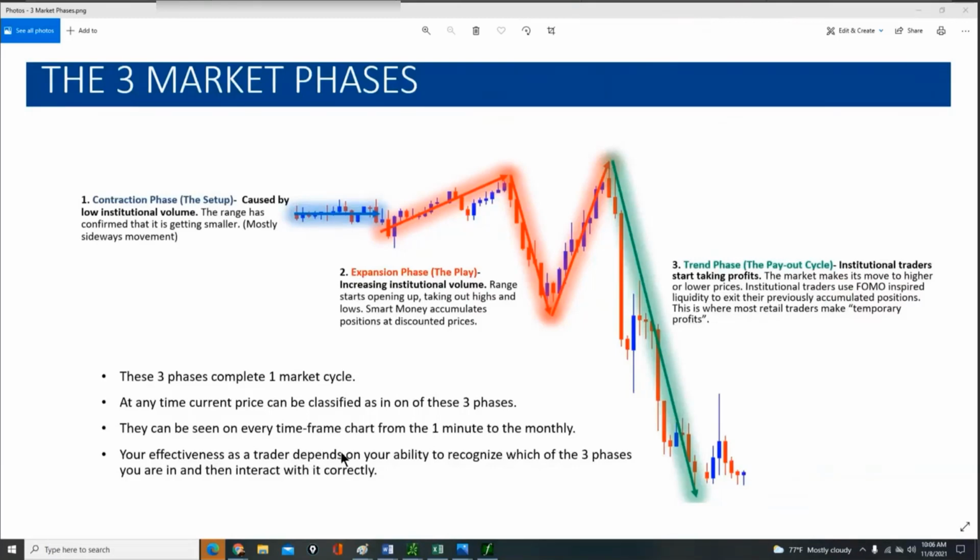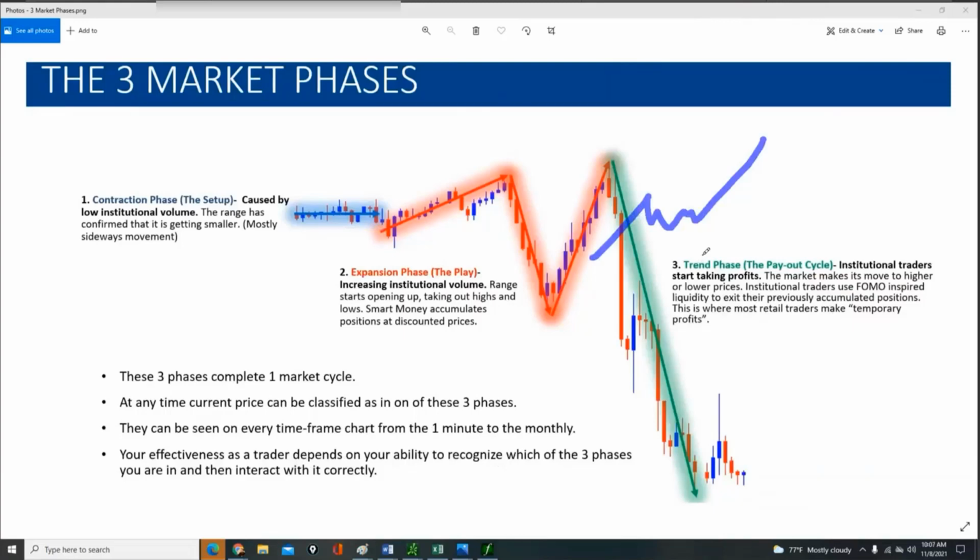Your effectiveness as a trader depends on your ability to recognize which of the three phases you're in and then interact appropriately. Well, when we're in a squeeze, we know we're in phase one. When it leaves the squeeze, we know we're automatically in the expansion phase. The problem is sometimes that expansion phase can last a very long time.